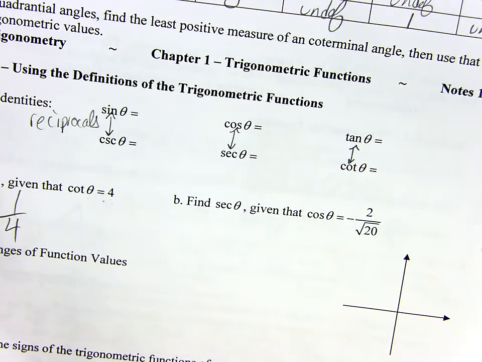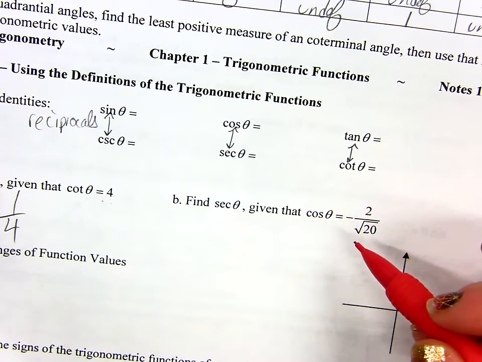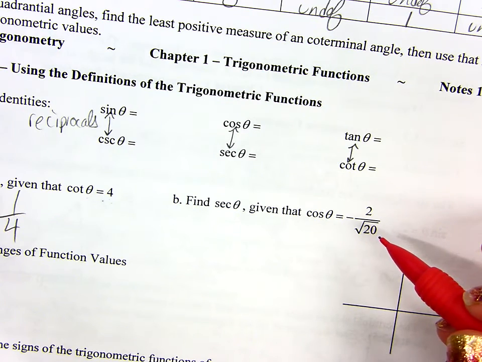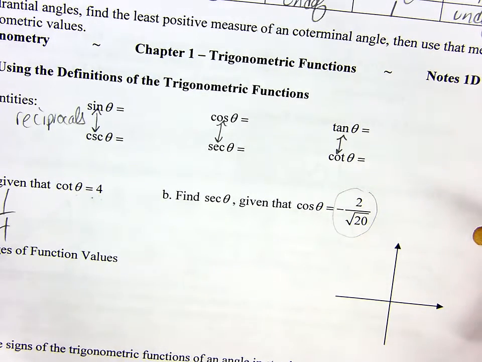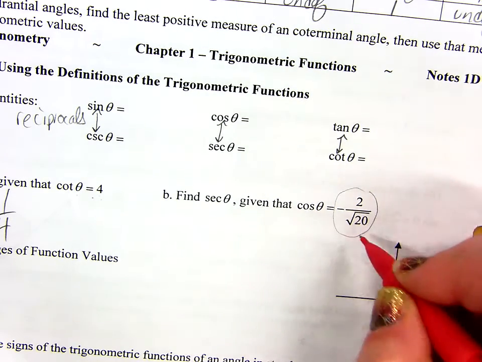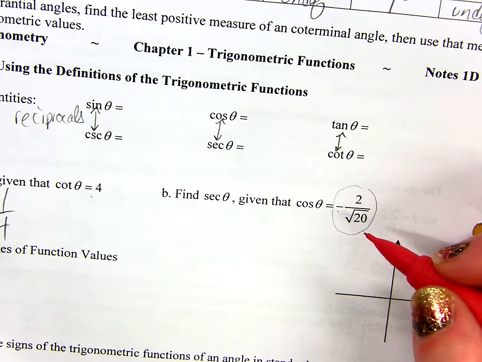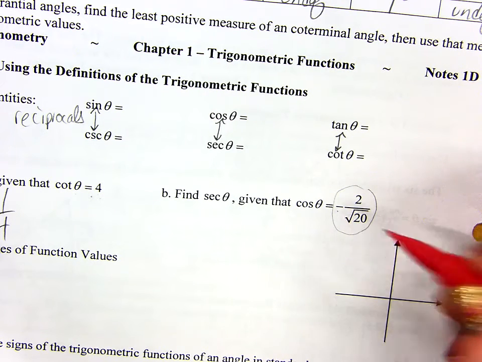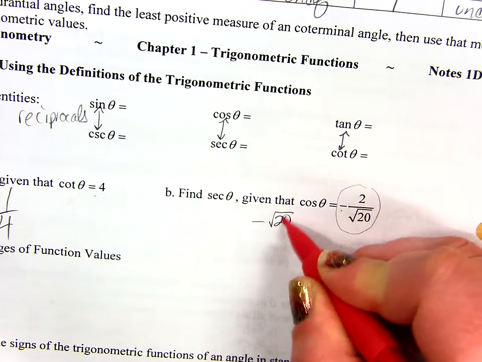Secant and cosine. Well, lucky for us, secant and cosine are reciprocals of each other. So if I'm given this, all I need is the reciprocal of that. What's the reciprocal of this thing? Okay, I'll tell you. I'm just going to flip that fraction over, right? What do I do with the negative sign? Does that change? No, reciprocals, it's the same sign. Whatever it was, it stays. So this is now negative root 20 over 2.